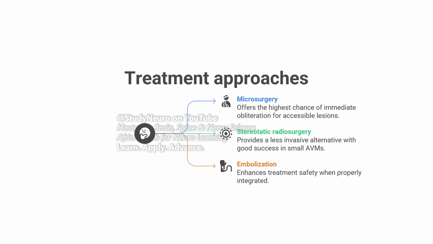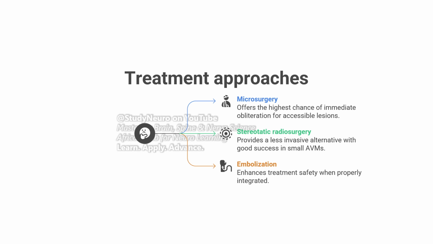Stereotactic radiosurgery is most effective for small arteriovenous malformations under 3 cm, with an obliteration rate ranging from 59 to 68%. It is a minimally invasive option, though delayed, and carries risks such as radiation-induced edema and rarely radionecrosis. Pretreatment sclerotherapy can improve outcome.